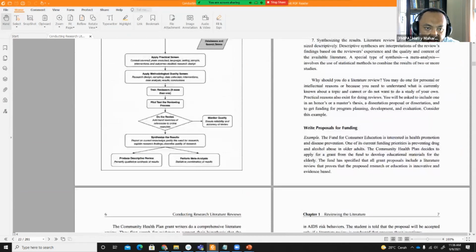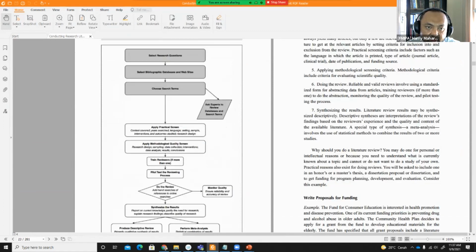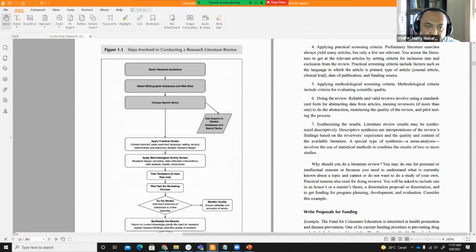Okay, so here, a step involved in conducting a literature review, for example, taken here from figure 1, is to select a research question. Okay, so what we already did earlier, when we wanted to monitor a volcano, we presented how and why. Okay, and then how and why is basically relevant to the main topic of the research itself. Okay, and then select bibliographic database and website.